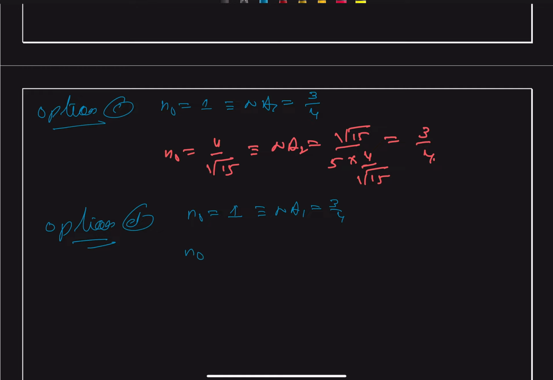And in the second case, N naught is given as 4 by 3. Now it's correct. So we get our Na2 will be equal to 3 square root of 15 divided by 20.